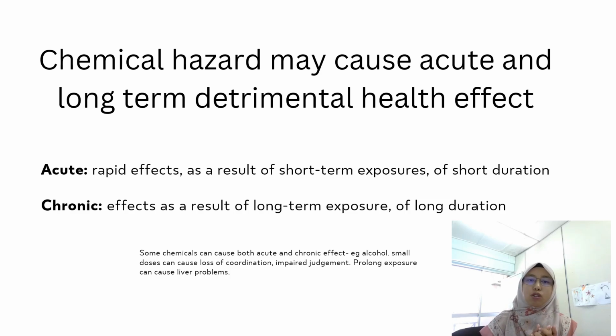Some chemicals can cause both acute and chronic effects, such as alcohol. If you consume small doses, it can cause a loss of coordination or impaired judgment, but prolonged exposure can cause liver problems. So you should not take too much alcohol because that is the consequence.